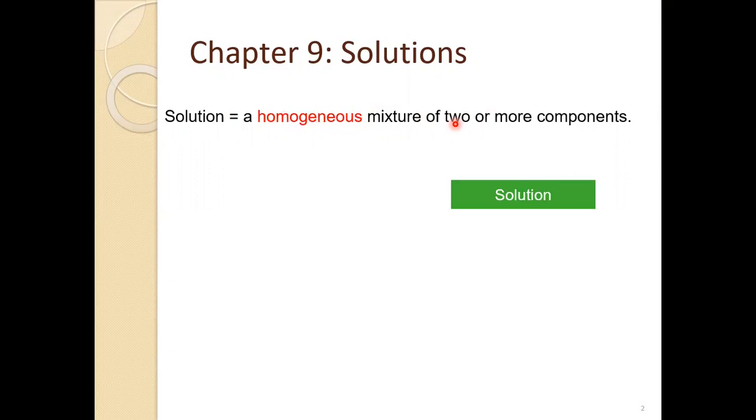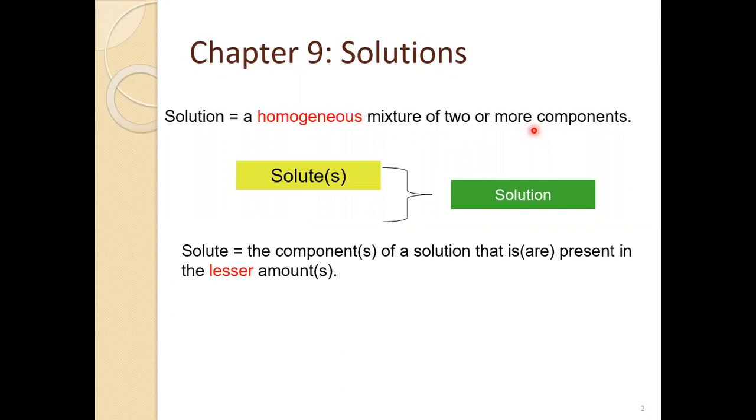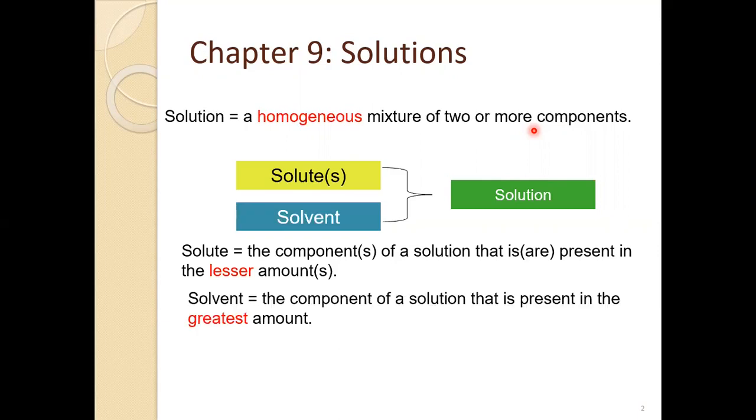When we talk about solutions specifically, and we want to try to understand the properties of these solutions, we need to understand what those components actually are. In the terminology of dealing with solutions, the minor component or minor components of a solution are called the solutes, and the major component is called the solvent. And in our most common exposure to solutions, the solvent is usually water.